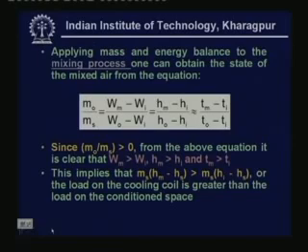Since Mo by Ms is always greater than 0, because you are always supplying some amount of outdoor air, from the above equation it is clear that Wm will be greater than Wi. So Hm will be greater than Hi and Tm will be greater than Ti. This implies that Ms into Hm minus Hs is always greater than Ms into Hi minus Hs. Now what is Ms into Hm minus Hs? This is nothing but the load on the cooling coil, and Ms into Hi minus Hs is the load on the room. So whenever you use some amount of outdoor air, the load on the cooling coil is always higher than the load on the room, the load on the conditioned space.